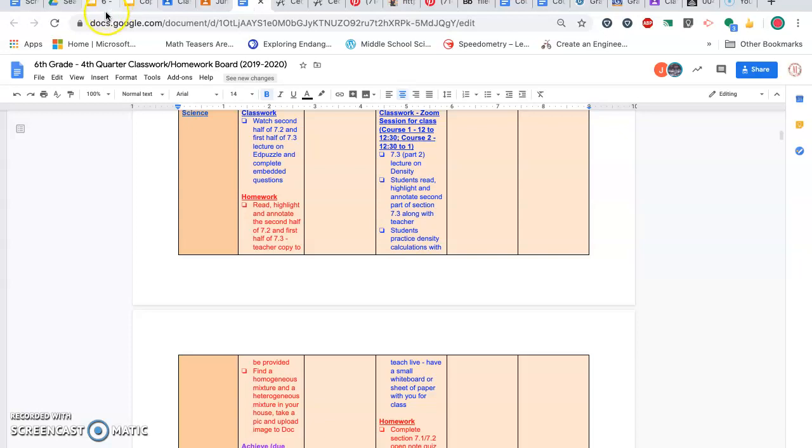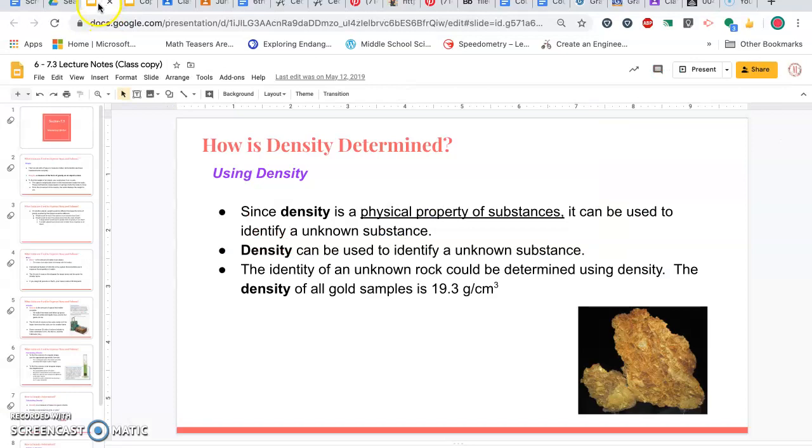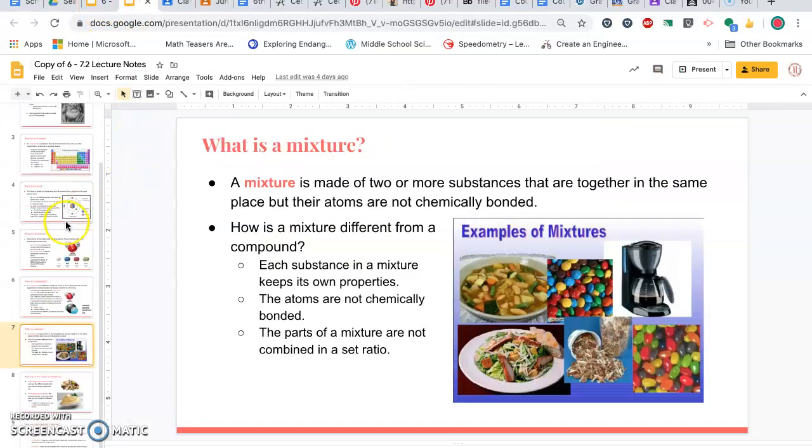So let's get started. We left off last time with what is a mixture. So if you remember, the lecture that you did last Monday talked about how different molecules formed, and you guys did your molecules, which I'm going to take a look at tomorrow while you're doing this. I will be doing that.